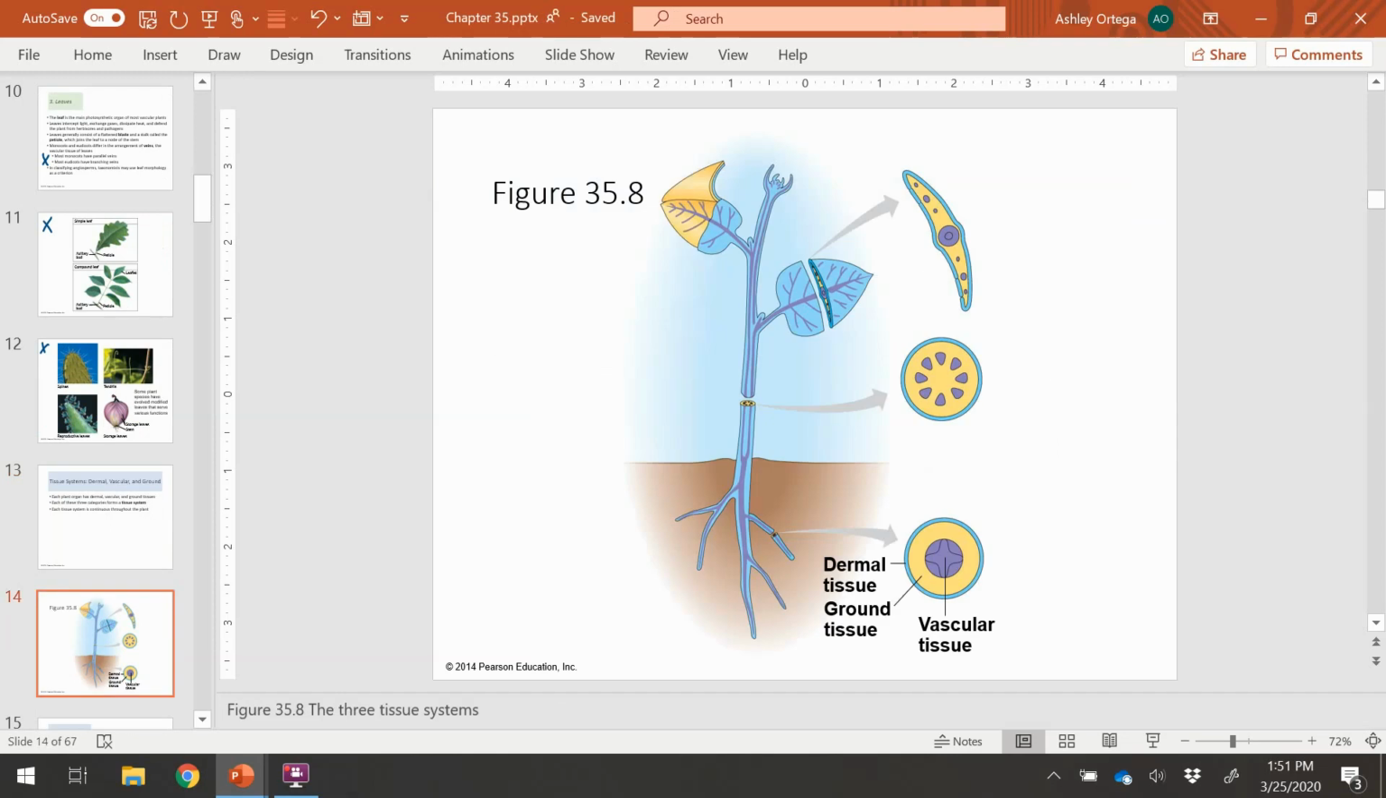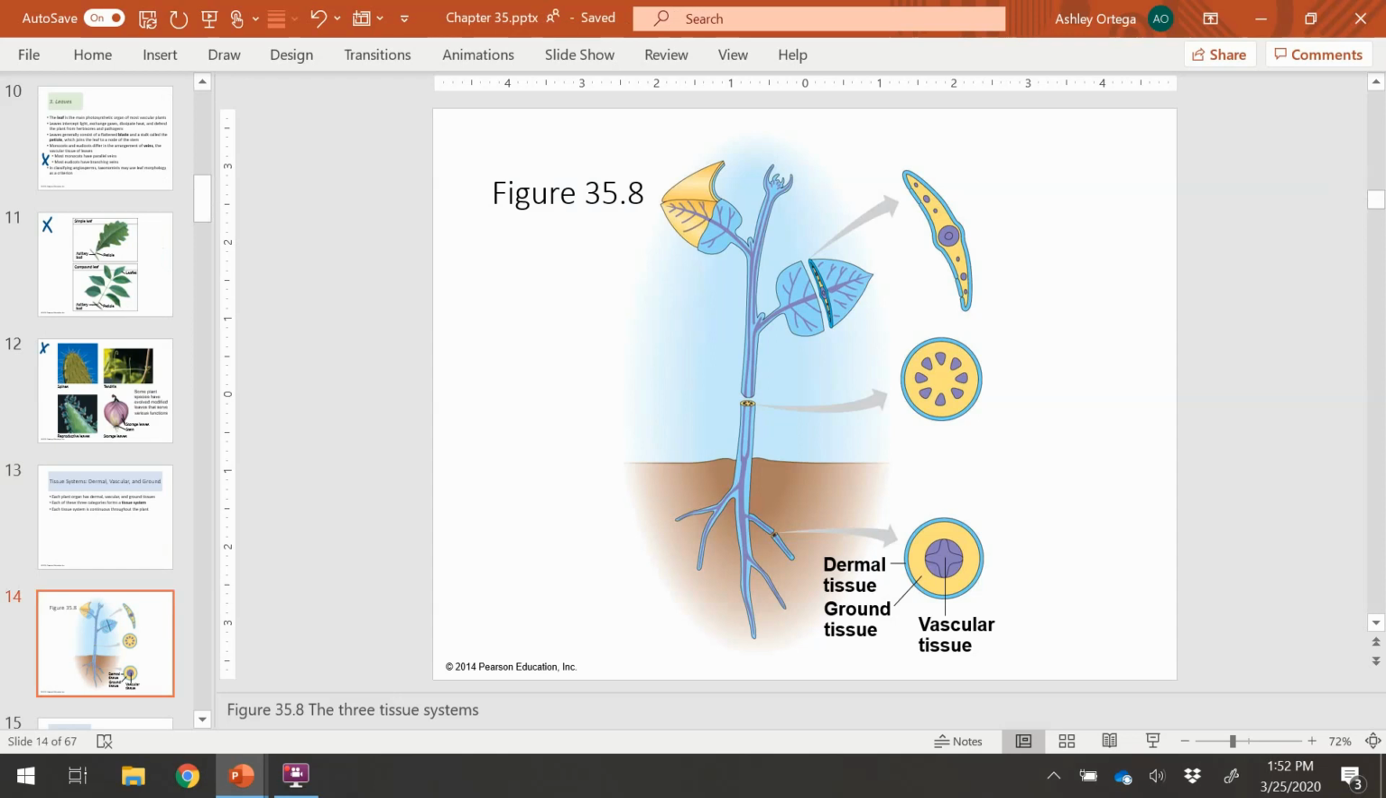So overall, you can see these are color-coded. We'll look at the dermal tissue system, which is here in blue. That's equivalent to our skin. It's going to be the outermost covering, and it's going to function in protection, support, and other things.